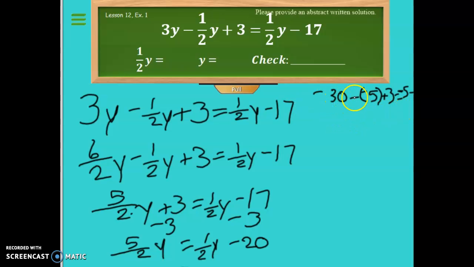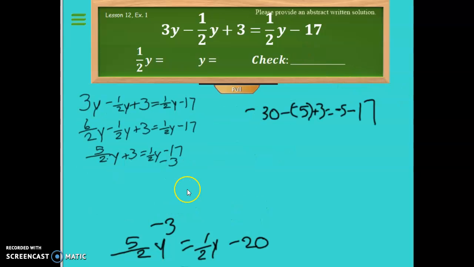So -30, take away a -5 and a +3. So we can actually kind of combine this -5 and +3, and we can turn it into a -2. Hold on one second. Okay, boys and girls, I had to pause just for a minute because I was starting to get confused because I ran out of room. So I shrunk things down and now we should be ready to go.